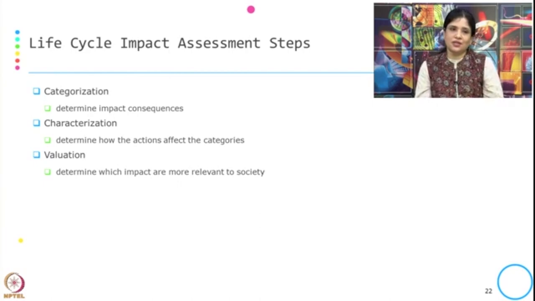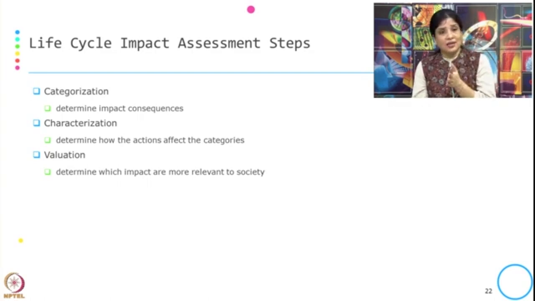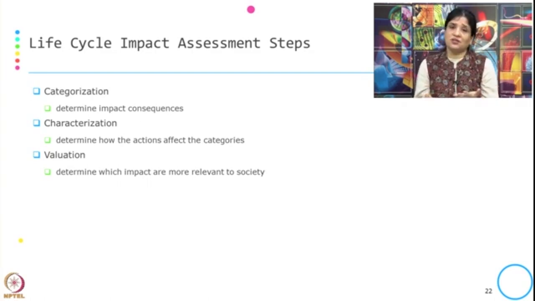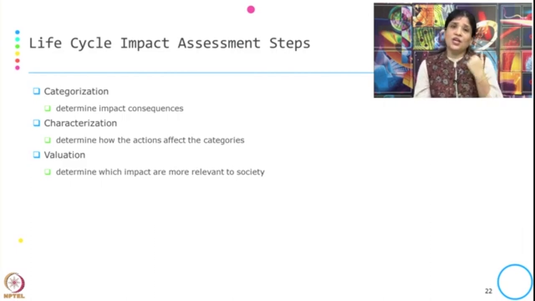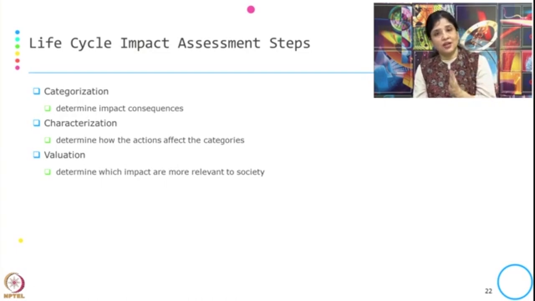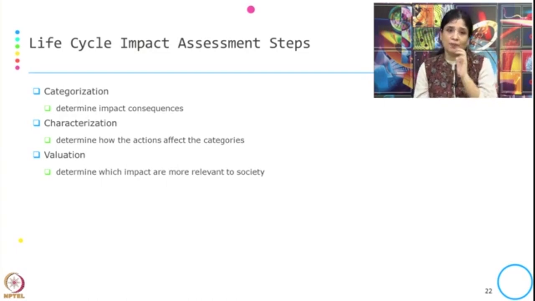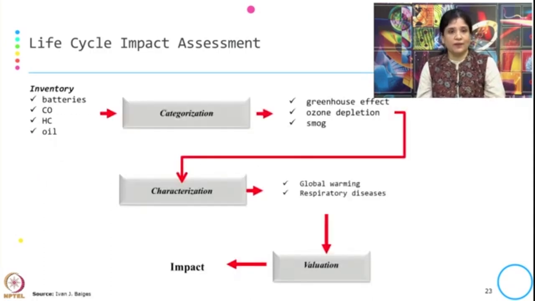we do these three impact assessment steps. That is categorization, where we determine the impact consequences; characterization, where we determine how the actions affect the category; and valuation, which is more important, where we determine which impact is more relevant to the society. For everything there would be impact, but what we need to address first is the negative externality created for the other stakeholders, which impacts are more relevant to the society.